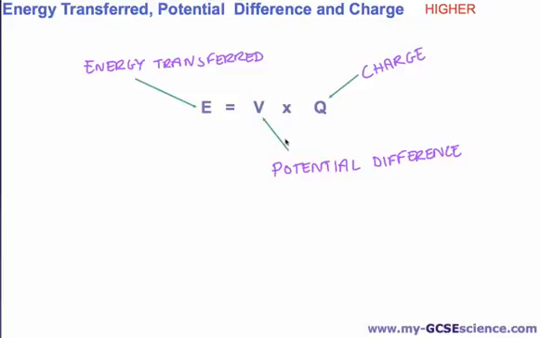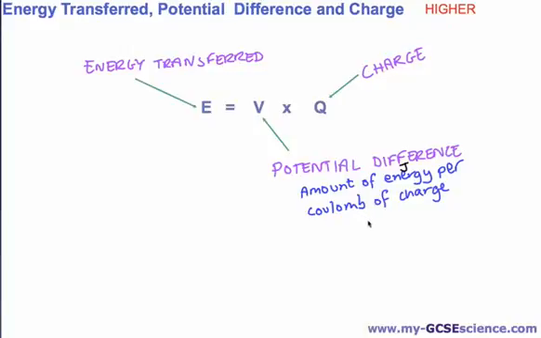Now the key, I think, to understanding this is being very carefully aware of this idea of potential difference. Potential difference actually means the amount of energy per coulomb of charge. Now if you have a potential difference of 10, that means that every coulomb of charge has 10 joules of energy. Okay, so that energy there is measured in joules. So 10 volts means 10 joules of energy per coulomb of charge.